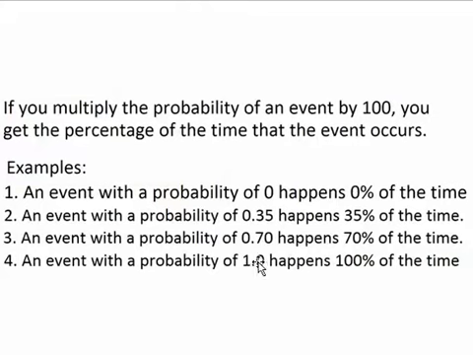This makes sense because I told you that an event with a probability of 1 always happens. I also told you that an event with a probability of 0 never happens. So it makes sense that an event with a probability of 0 happens 0% of the time. We can also see that events with higher probabilities happen more often, because we can see here that as these probabilities are going up, these percentages are going up also.